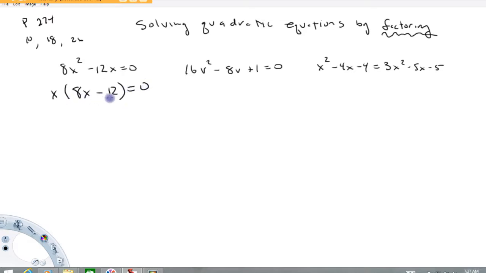Now you'll notice that these are both even, and you might be asking, do I need to factor out a 2? And the answer is no. You can if you want, but we don't need to. We can just leave this alone. It'll be just fine.